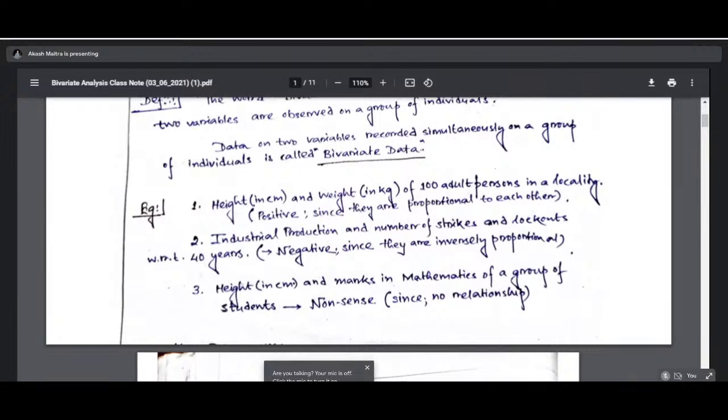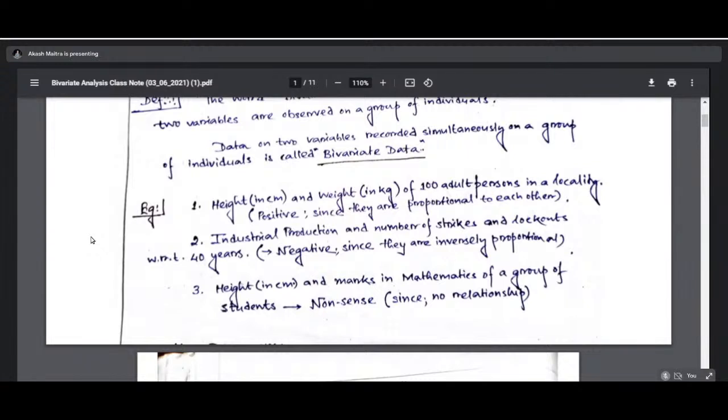And in the last example, I have written height in centimeter and marks in mathematics of a group of students. Is there any relationship between height and marks? That is, if you are taller, then you get good marks in mathematics, and if you are shorter, then you can't get any good number in mathematics? This is wholesome nonsense. There is no relationship between these things. There is no relation of height affecting your marks in mathematics. But still, this is a bivariate data set.